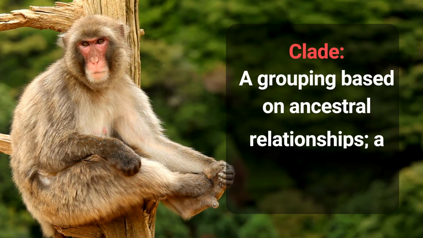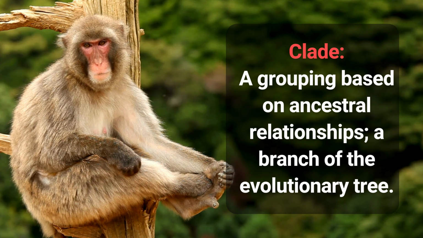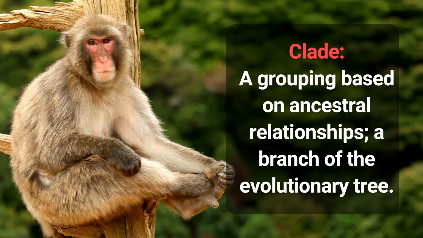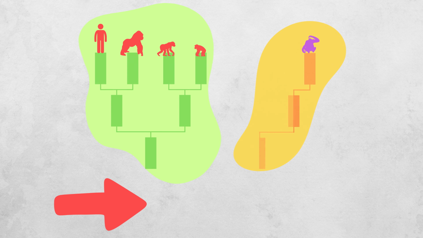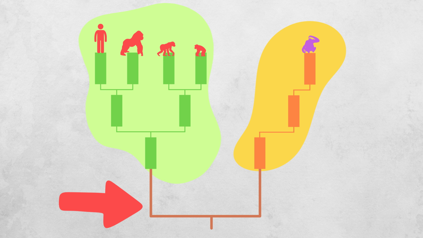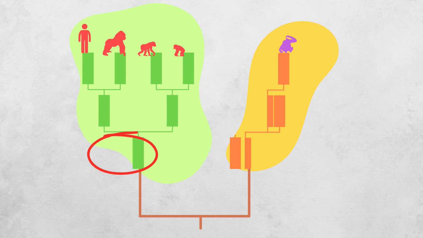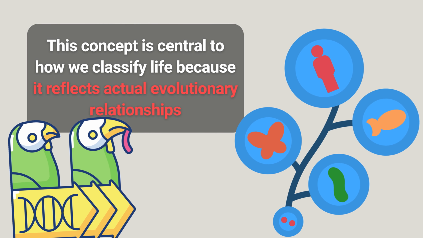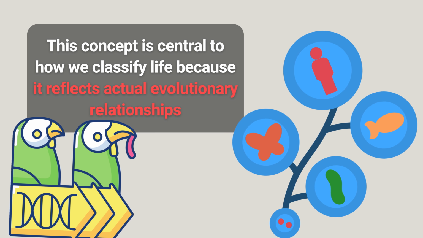Let's start with the term clade. A clade is a group of organisms that includes an ancestor and all of its descendants. You can kind of think of a clade as a branch on the tree of life, where every organism on that branch shares a common ancestor. This concept is central to how we classify life because it reflects actual evolutionary relationships.